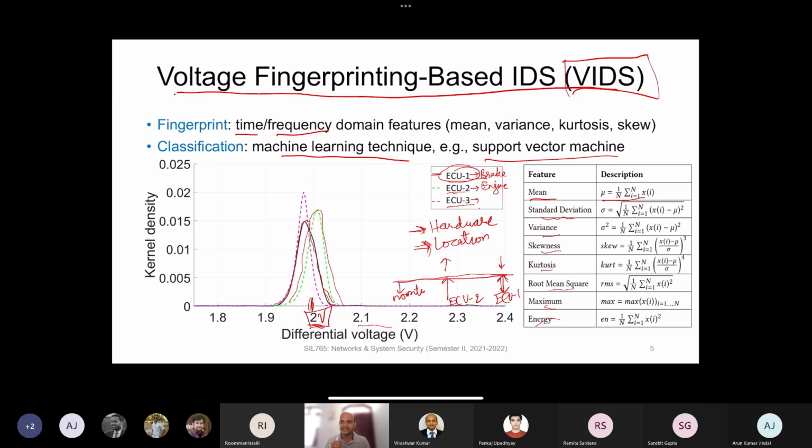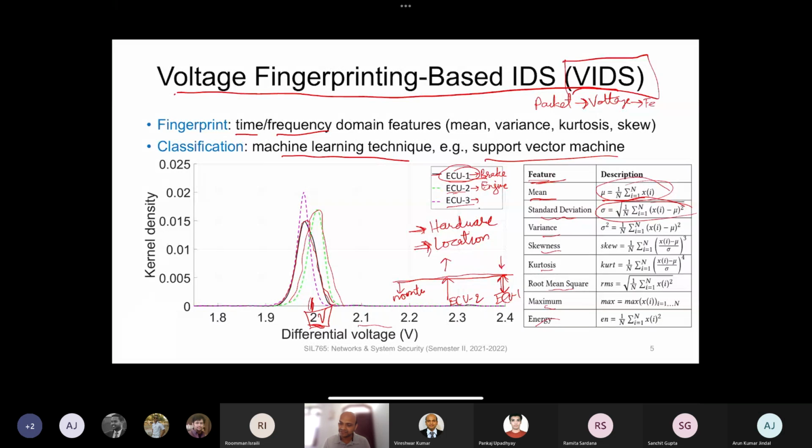So who is the transmitter of a particular packet? When a particular packet is transmitted on the bus, this packet will have the voltage values, and then those voltage values will be monitored, and that becomes the input, and then these voltage values will be processed. So you see this way to extract the features. You see the mathematical expressions to extract the features.